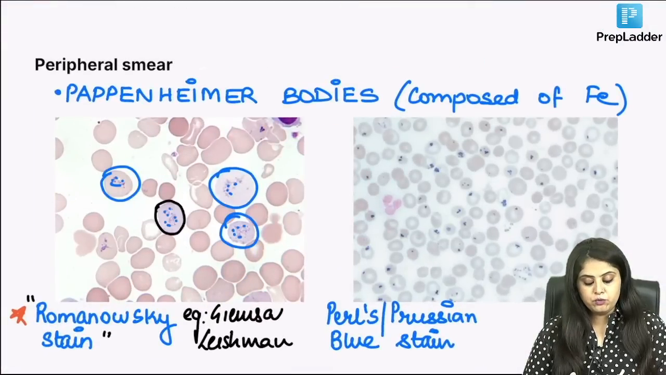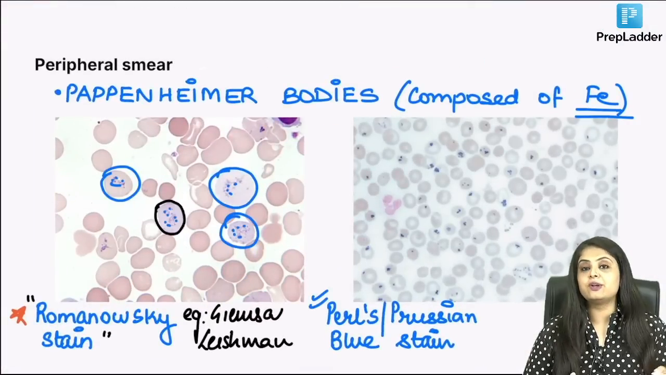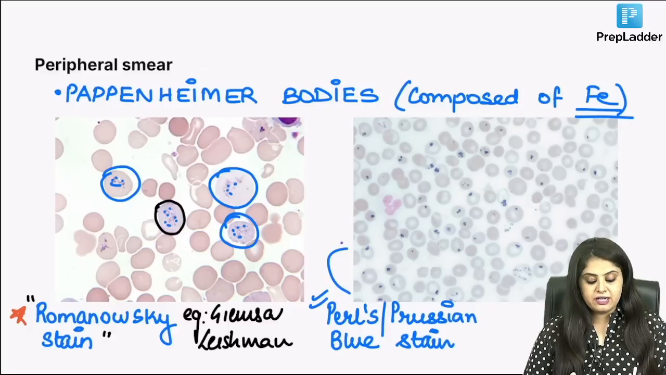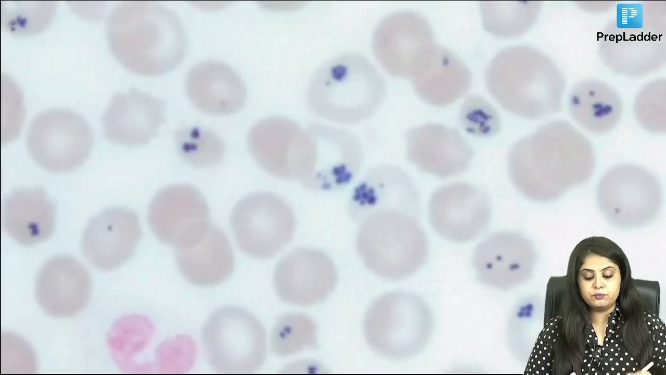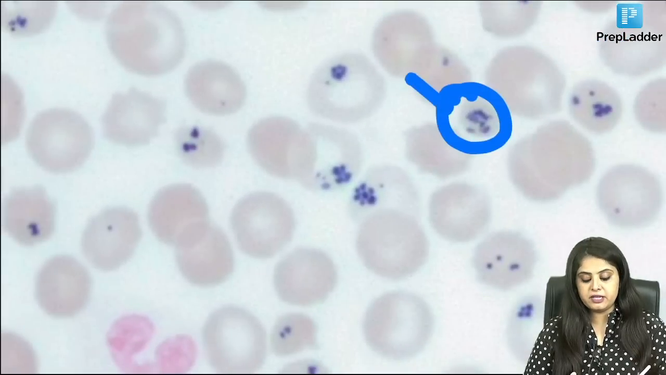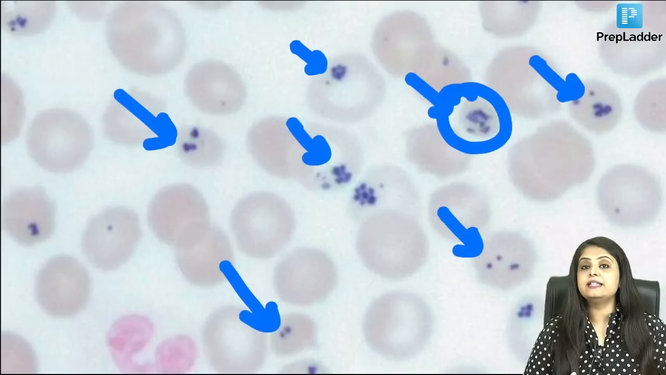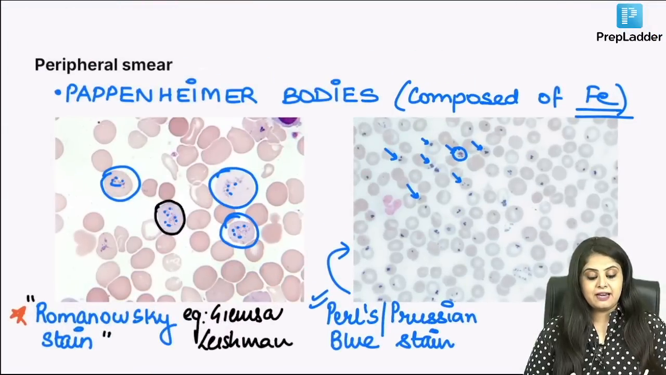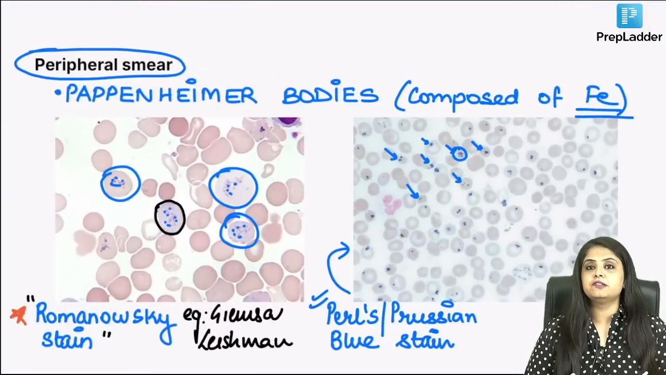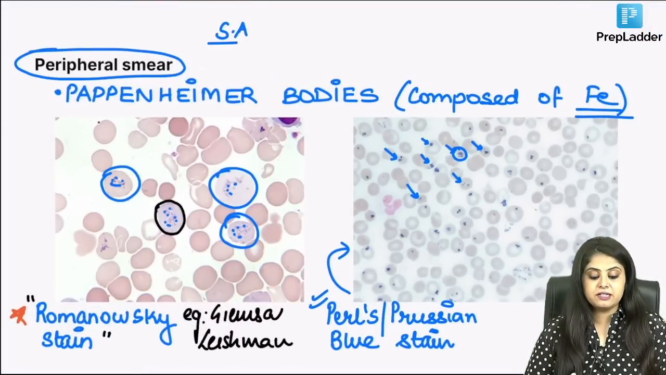Whenever you have to prove iron, you will be using a stain known as Perls or Prussian blue. So now the next image that I have, all those bodies have become blue in color with Prussian blue because yes, they were made up of iron, and finally their iron composition is proven. And where is this seen? This is seen on a peripheral smear of which anemia? Sideroblastic anemia, because the sidero word tells me that iron is more.